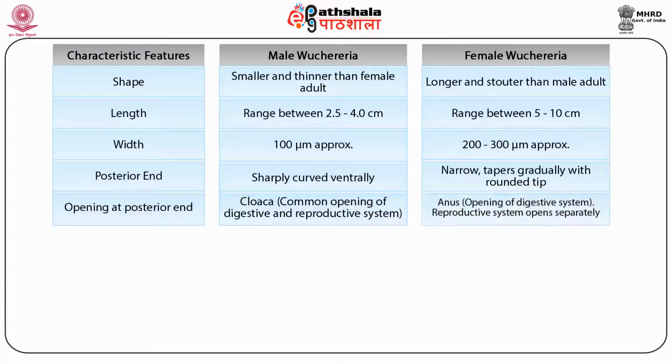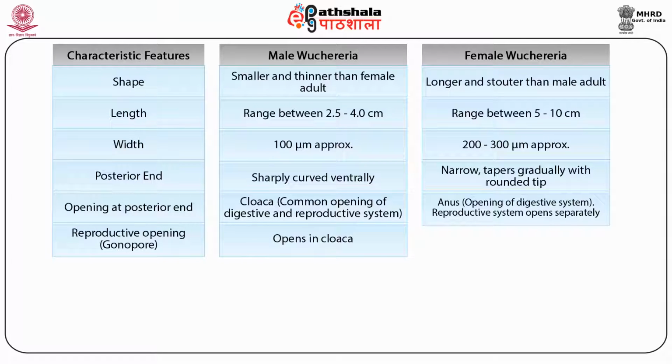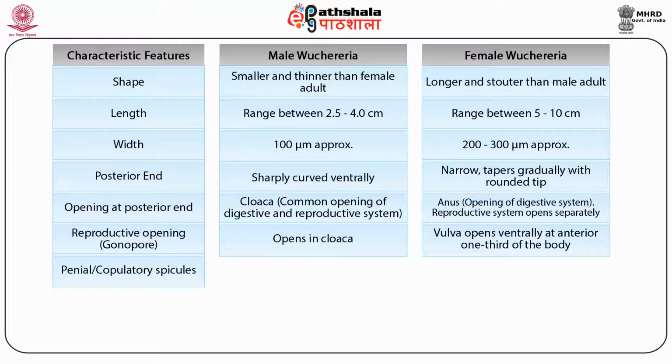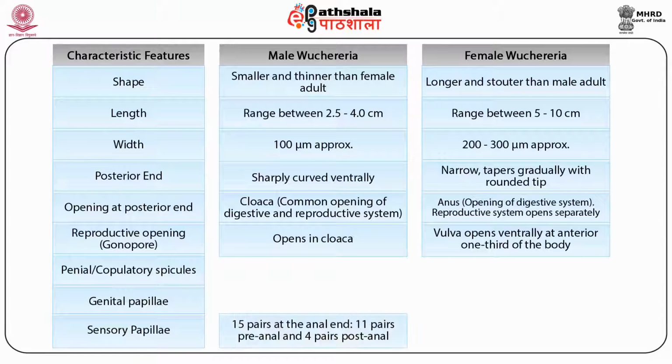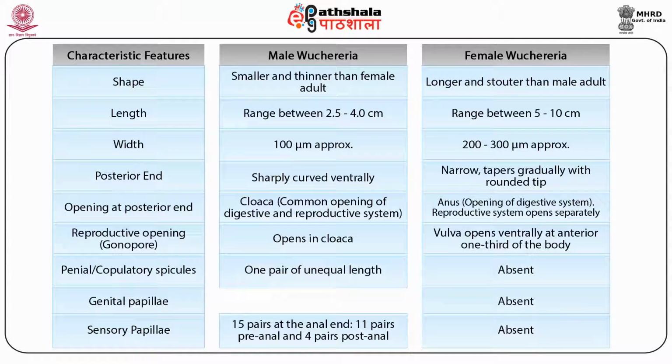Their digestive system opens into the anus, while the reproductive system opens into the gonopore. The cloaca of male Wuchereria is present at the posterior end, whereas the gonopore of female Wuchereria opens ventrally at the anterior 1/3 of the body.